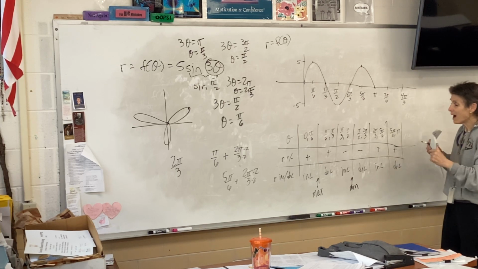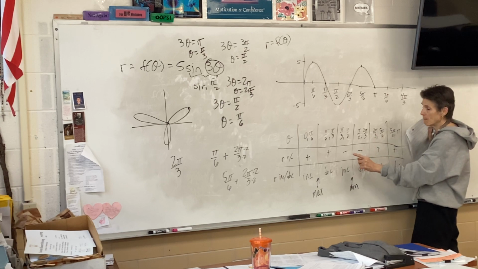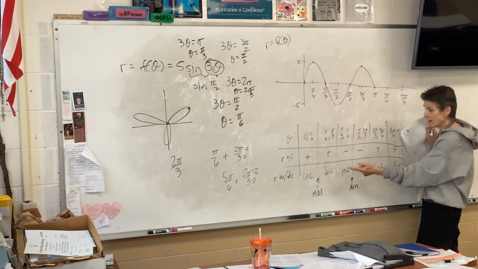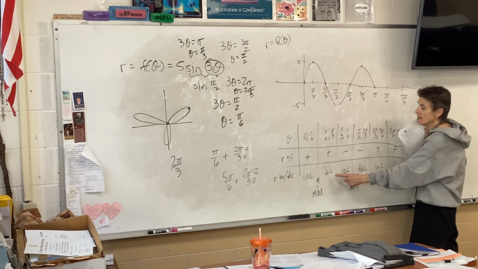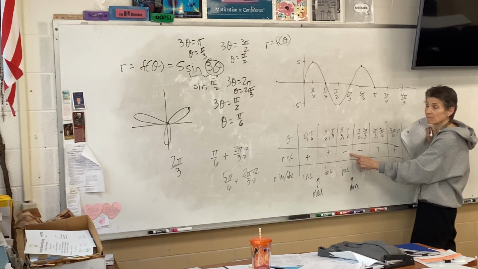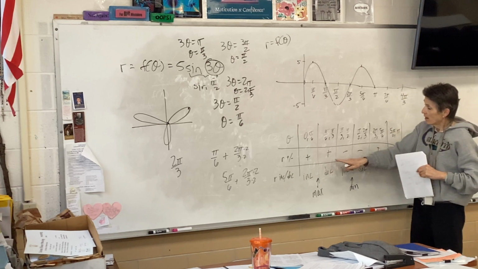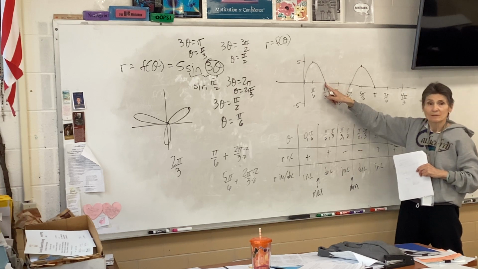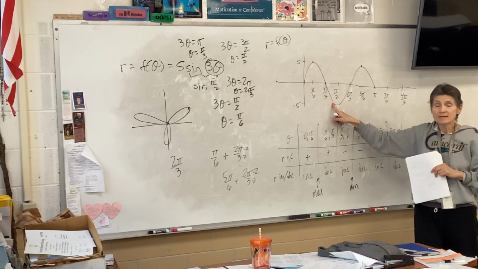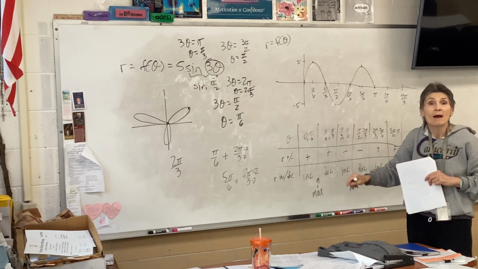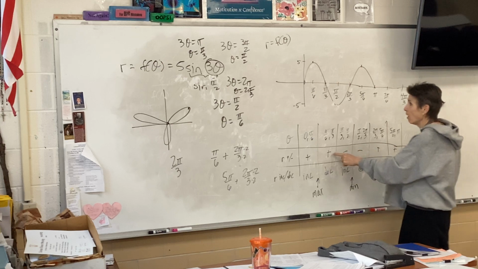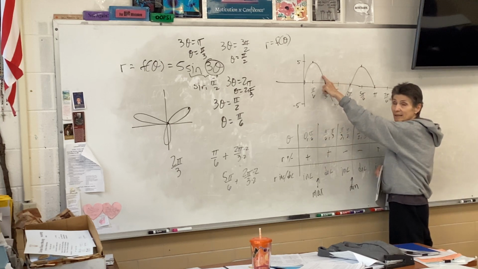Now, why do I not have a max or min here? I'm going from decreasing to increasing. Why do I not have a max or min there? Because R has different signs. R is positive on one side and negative on the other side. That doesn't mean I have a max or min. That means I have a 0, when I'm talking about R being positive and negative.